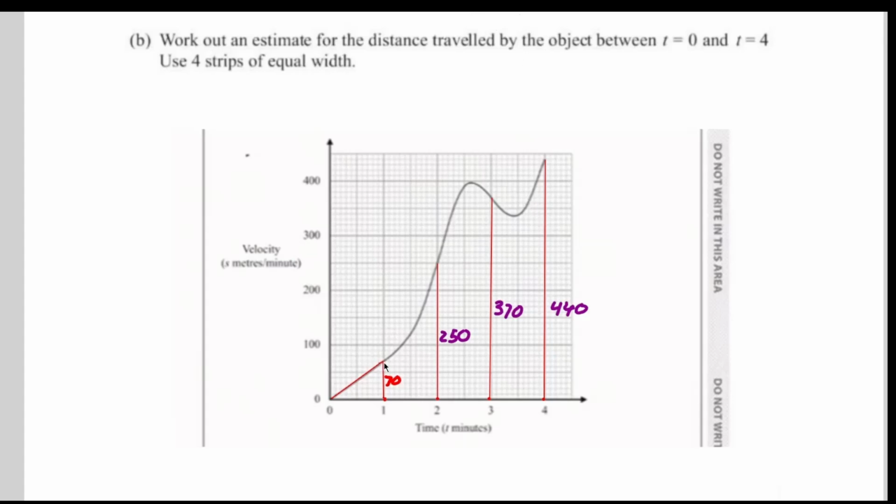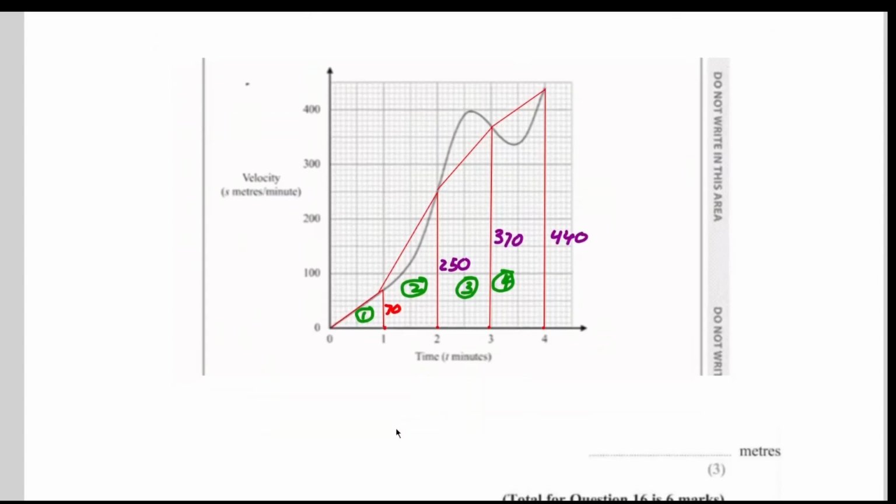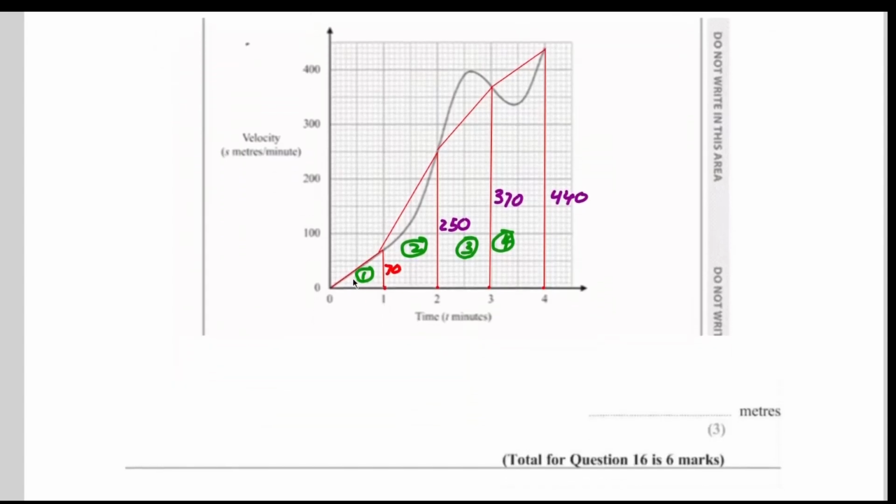Let's join them now. Now we have 4 figures here: figure 1, figure 2, figure 3, figure 4. So we know that area under the curve represents the distance traveled by this object. Then we need to get each area separately and add them together. Area under the curve means area of this triangle. So let's get the area of this one.